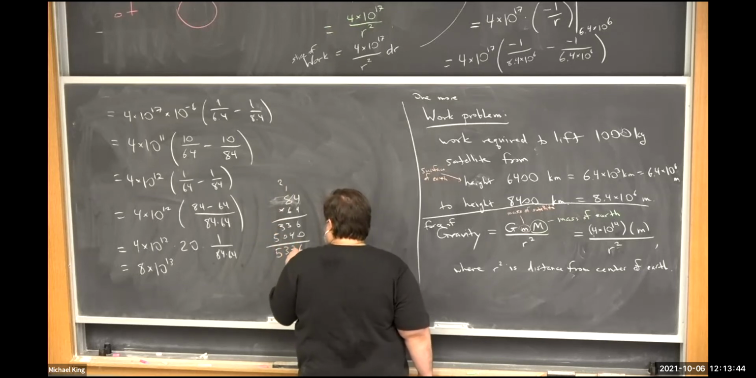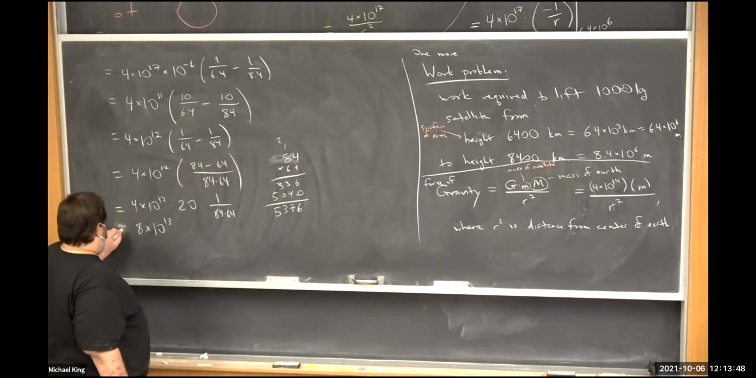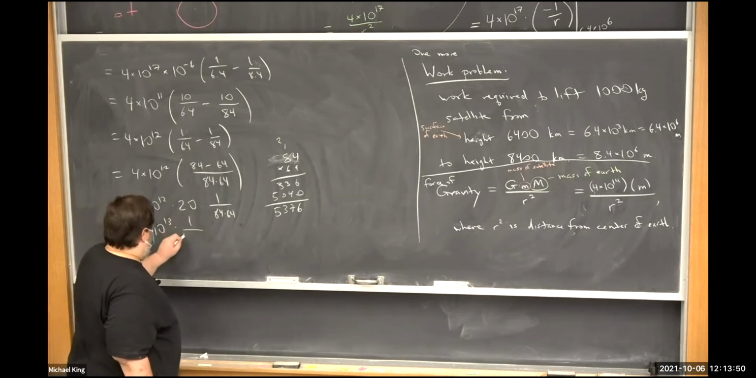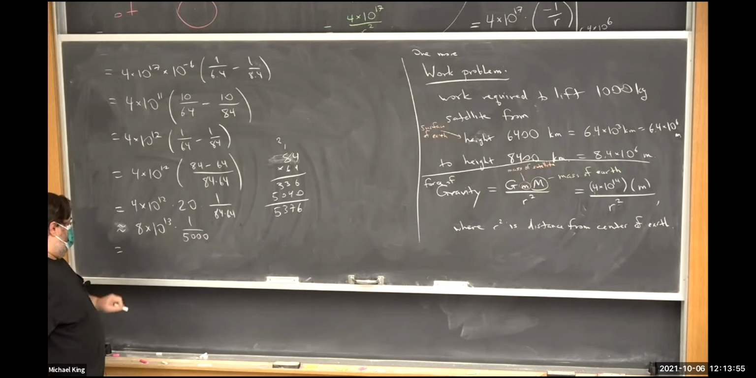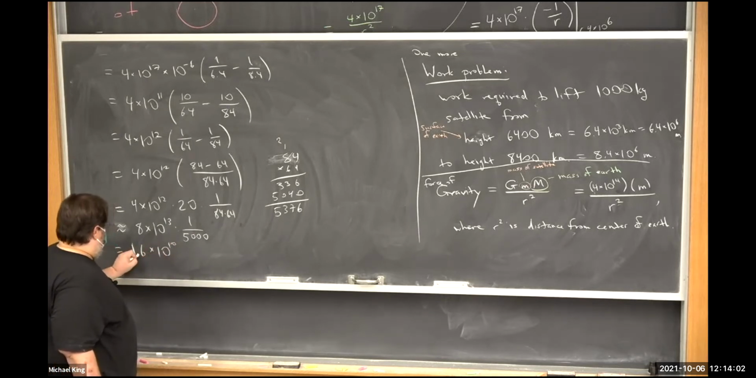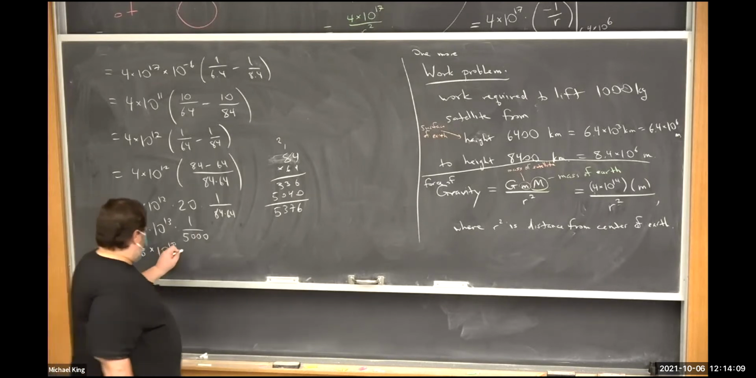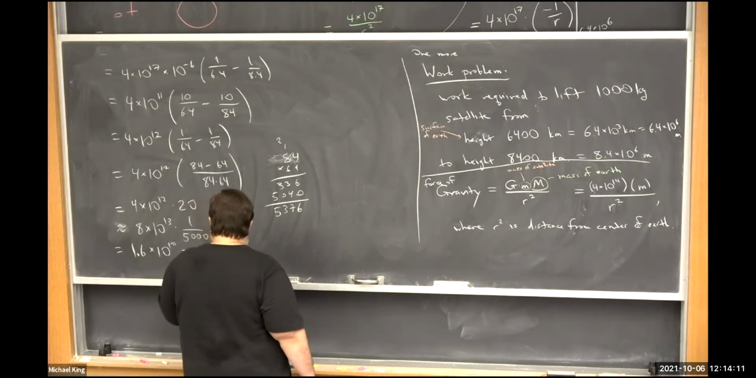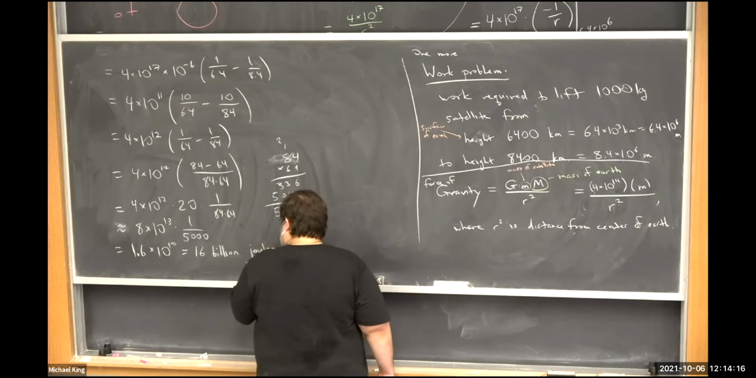5,376. Okay, that's about 1 over 5,000. Let's just say that. Takes off 3 zeros. So 8 over 5 is 1.6 times 10 to the 10th. I don't know why I did all this. I have to entertain myself somehow. This is 16 billion joules. It's about 16 billion joules.